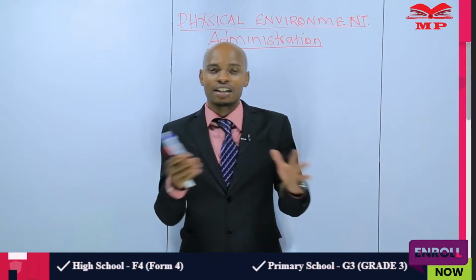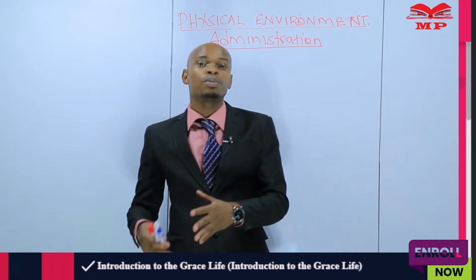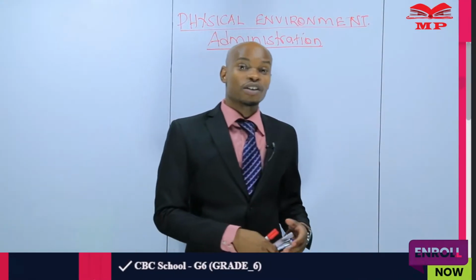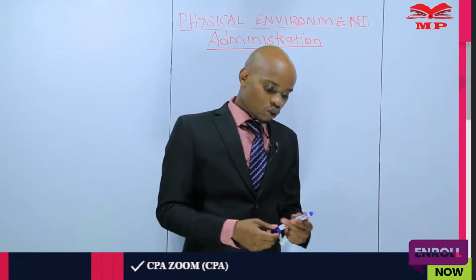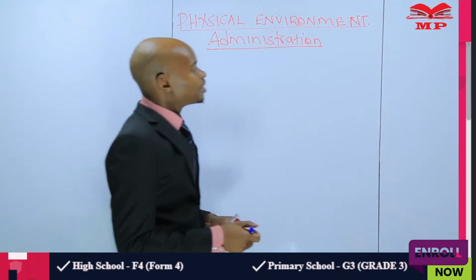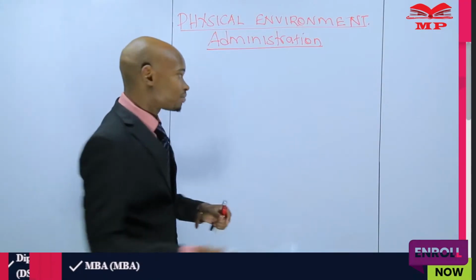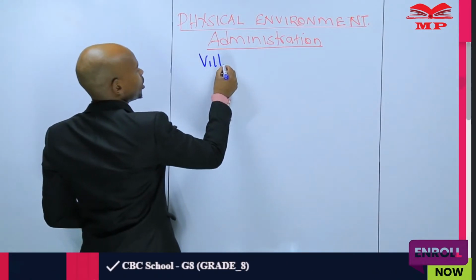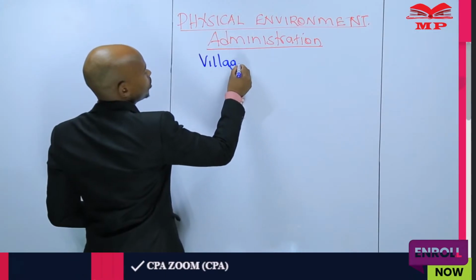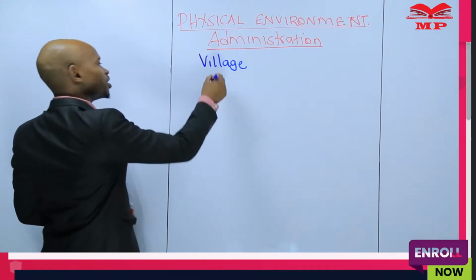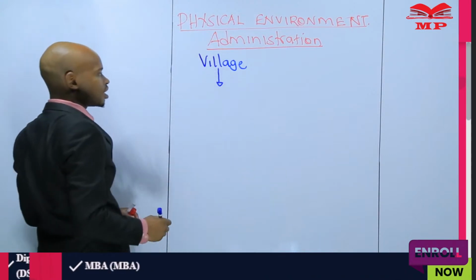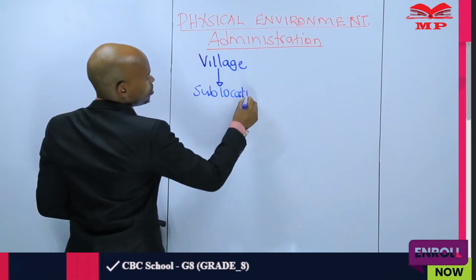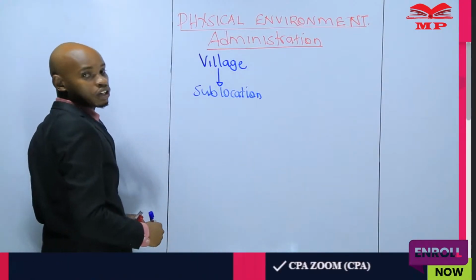Administration in a map means who's in charge of that area. Remember, each area has to have somebody who is in charge. And those people who are in charge of areas of given jurisdiction, we call them administrators. And to start, let us write the administration hierarchy that we have. The smallest hierarchy we have is a village. Many villages make a sublocation.